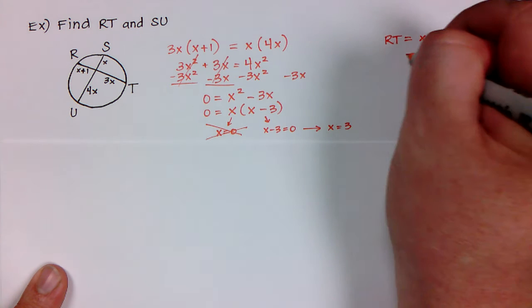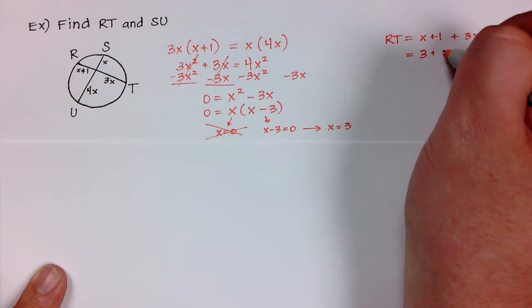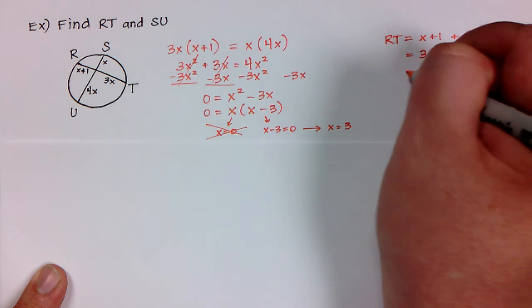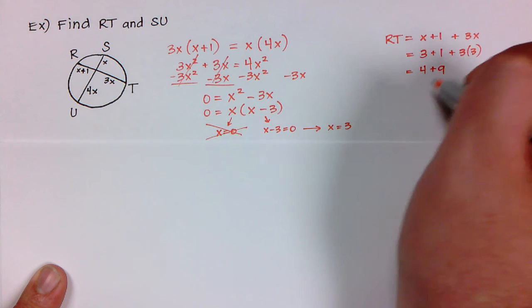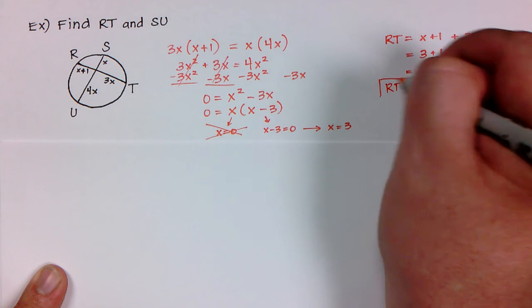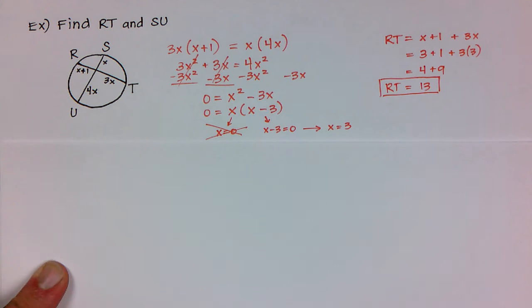Right? So let's go ahead and plug in the 3. So 3 plus 1 plus 3 times 3. So that's 4 plus 9, which is 13. So I found that the length of RT is 13.